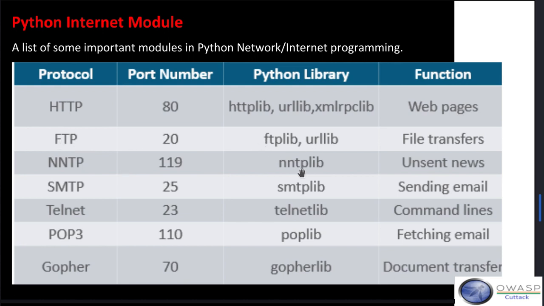For the FTP protocol, we need to use the ftplib Python library, or we can also use urllib. So these libraries are used for file transferring programs. Same for NNTP, nntplib, SMTP, smtplib, Telnet, telnetlib, and POP3 is poplib. And their functions: fetching emails, document transfer, command lines, sending emails, reading news, and so on.